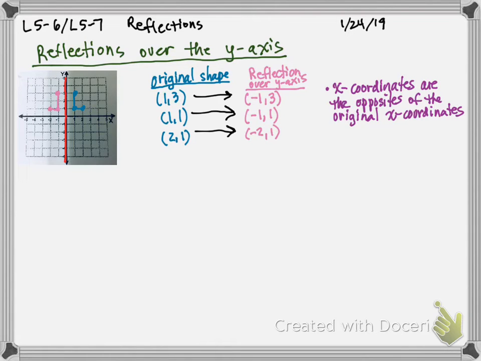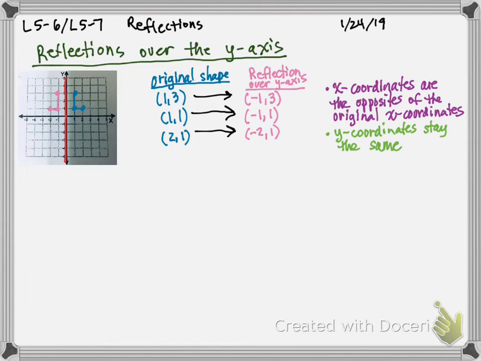Okay, so what's happening though with our y coordinates? So let's see, 3, 3, 1, 1, 1, 1. The y's didn't change, so the y coordinates stay the same. Is that what you thought? If you did, good job. If not, keep practicing. It's going to make sense. So it seems whatever axis we're reflecting over, that coordinate doesn't change. The other coordinate is going to become the opposite.